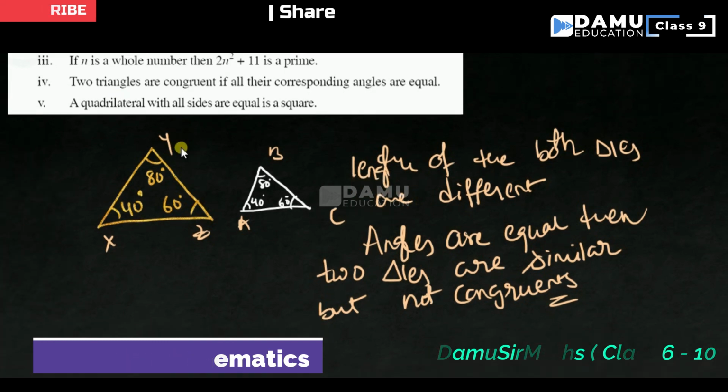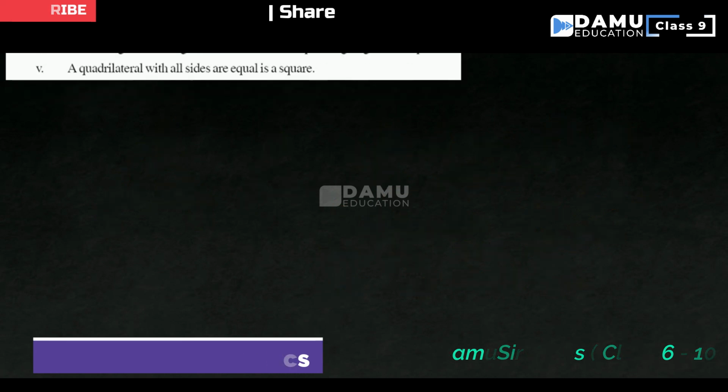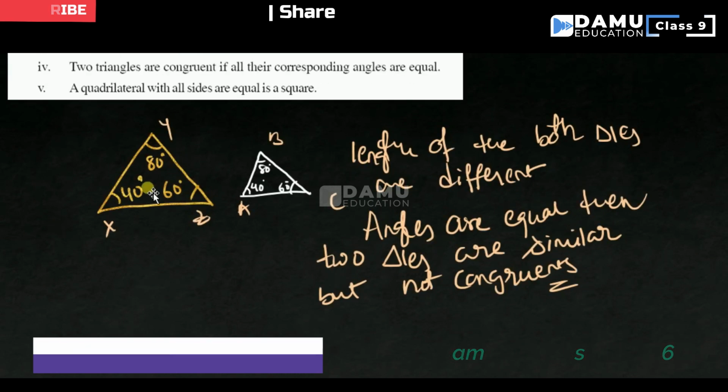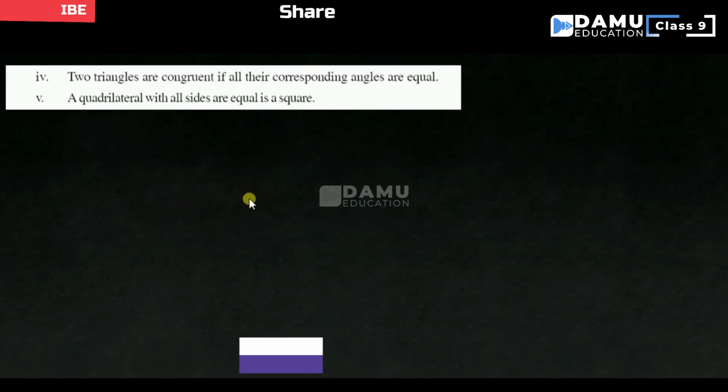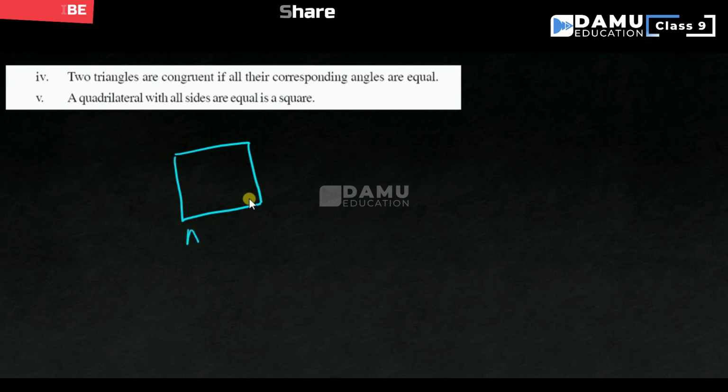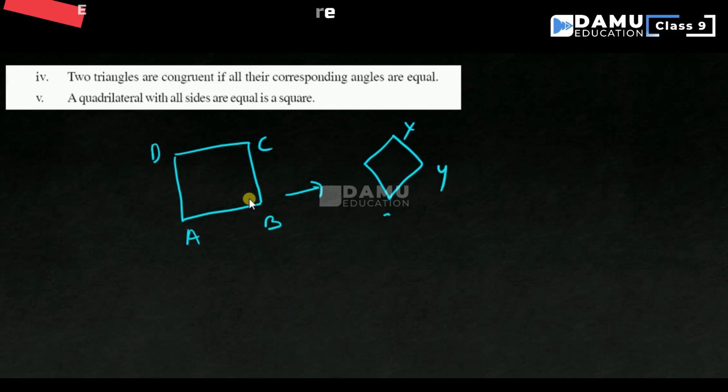Then the fifth one: a quadrilateral with all sides equal is a square. Let's take this square, all sides equal. A quadrilateral means an enclosed figure with four sides. It doesn't need to be a square, so let's draw a rhombus also. Rhombus XYZW, let's take this is the rhombus.